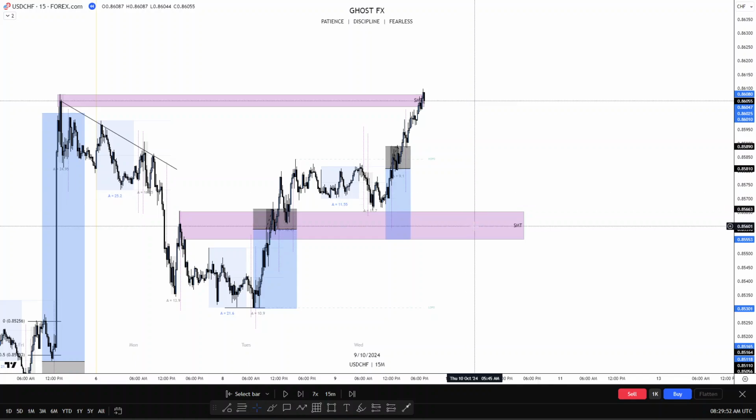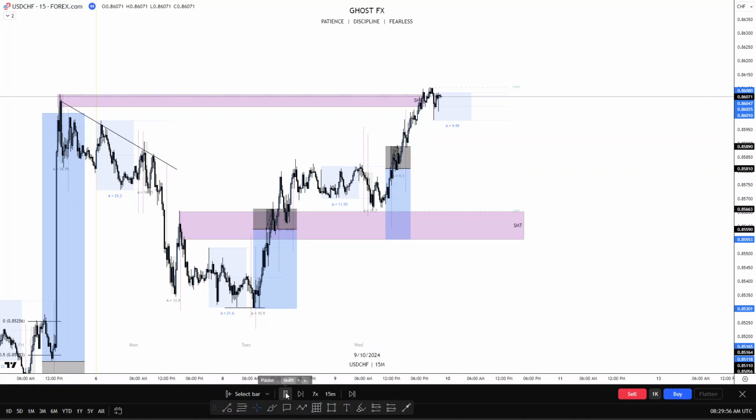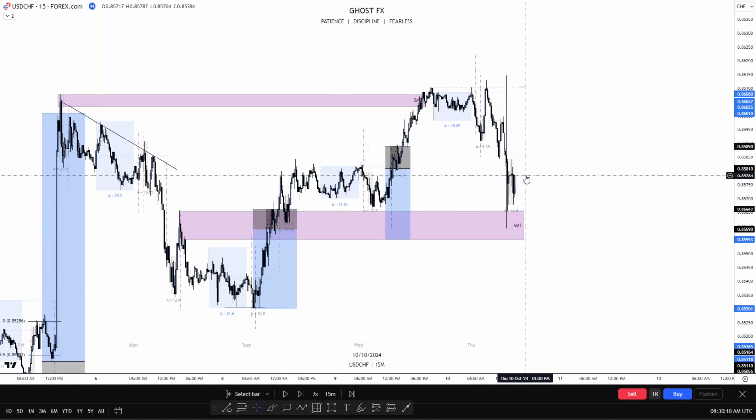Now, if I get a pullback into this zone, happy to take the buys. Also, if I get inducement to the low, happy to take the buys. Okay, so I'll wait for a break in market structure. There we go. Hmm. I had a break in market structure here. I would have taken an L over here.